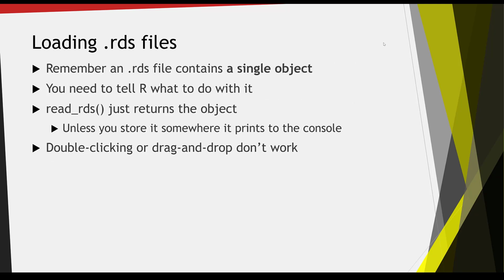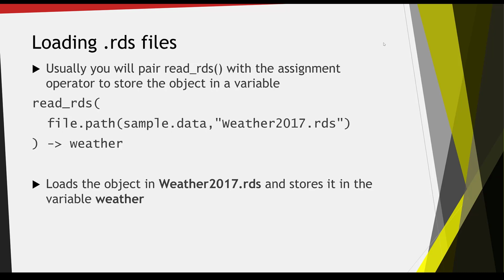So how do you go about loading an RDS file? The important thing to remember is that an RDS file contains a single object, so you need to tell R what to do with it. If you just use the read_rds function, it's going to read the file, and since you don't tell it what to do with it, it's just going to print it out to the console. Likewise, double-clicking an RDS file or dragging and dropping it generally won't work because you haven't told R what to do with it. So in general, you're going to pair the read_rds function with the assignment operator to store the object in a variable.